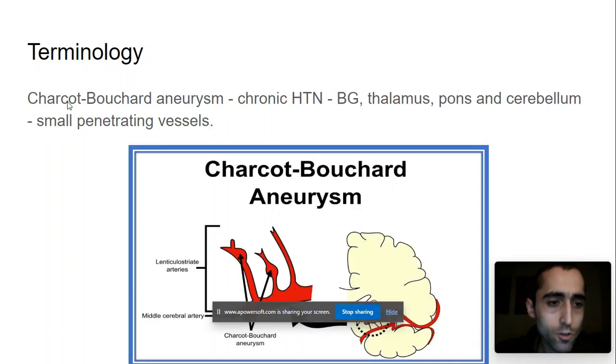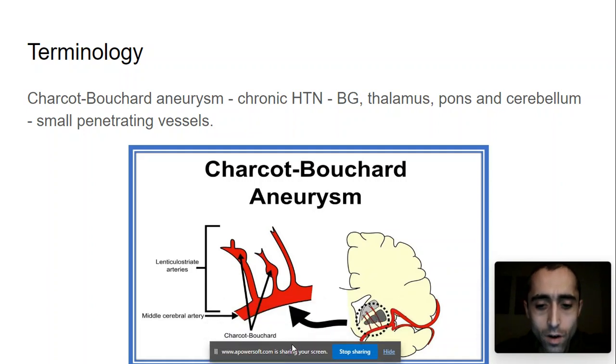Now, Charcot-Bouchard aneurysms are aneurysms in the perforating artery in, for example, the basilar part. As you can see here, you can see the basal ganglia. So the perforating arteries, when there is hypertension, may dilate focally and create those aneurysms.